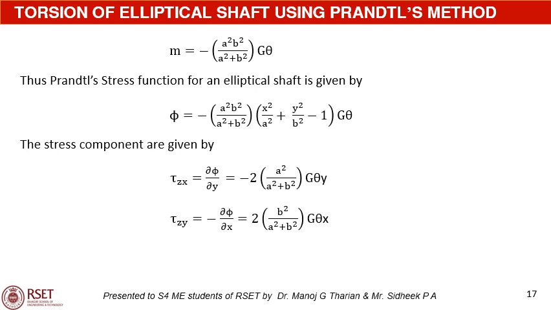Thus, the Prandtl stress function for the elliptical section becomes phi = −(a²b²/(a² + b²)) (x²/a² + y²/b² − 1) Gθ. The stress components are given by tau zx = ∂phi/∂y = −2 (a²/(a² + b²)) Gθ y, and shear stress component tau zy = −∂phi/∂x = 2 (b²/(a² + b²)) Gθ x.